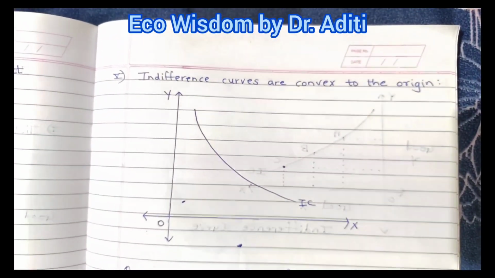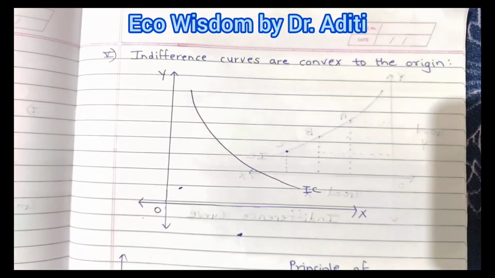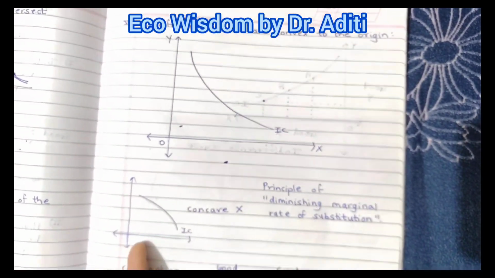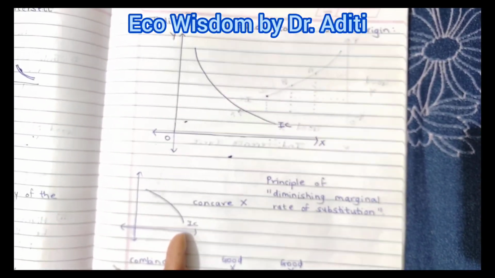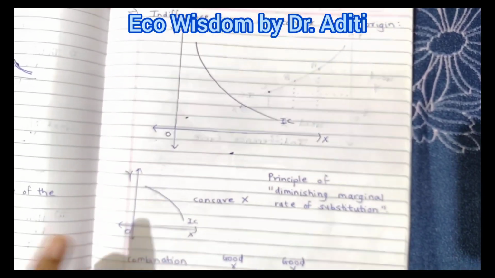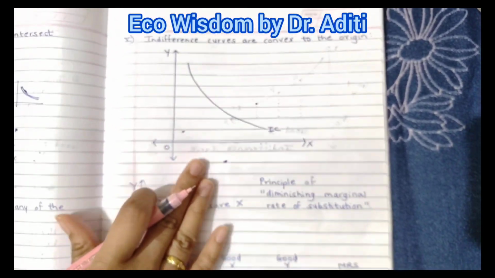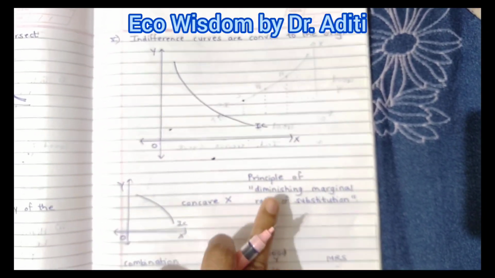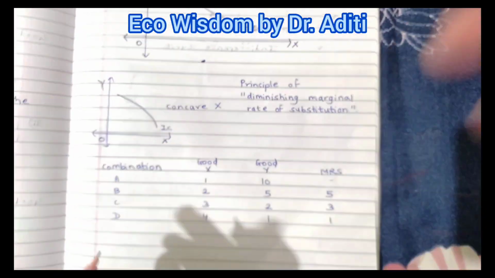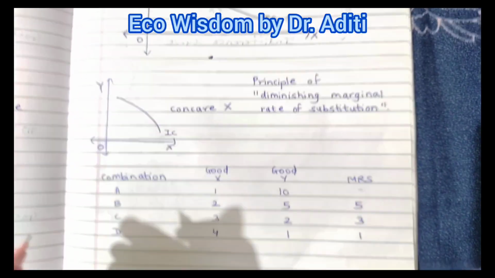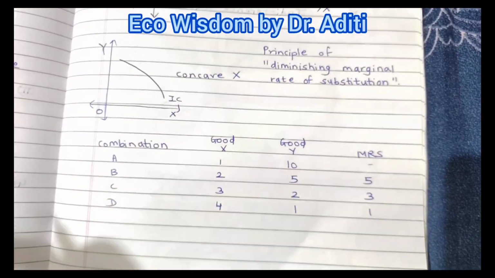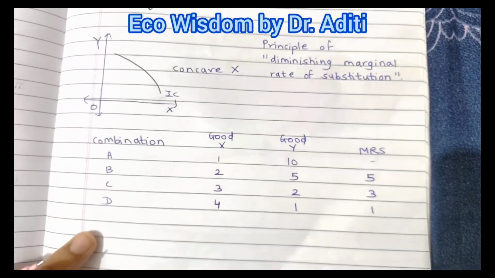Now in the diagram you can see the shape of the indifference curve is quite self-explanatory, that it is convex. This particular shape can be seen as concave, but it is not concave, rather it is convex. And why is it so? The reason for it is the principle of diminishing marginal rate of substitution. Now what is diminishing marginal rate of substitution? As a consumer substitutes one good for another, the rate at which they are willing to make that substitution decreases. Now here is a table.